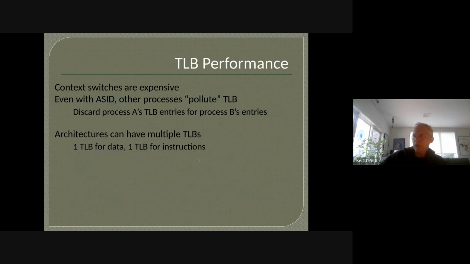So that's how a TLB would work. So the TLB performance: it turns out that context switches are pretty expensive, and you don't want to lose your TLBs. And even with the ASID, other processes are going to wind up polluting the TLBs. What are you supposed to do? Because if you have several hundred processes running, well, I have 400 processes running on my machine. And if my ASID would only track 256 processes, I am still not going to be able to keep track of all of them in the TLBs.